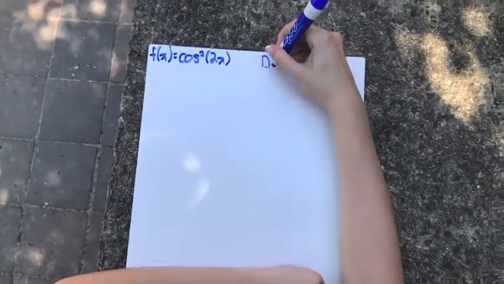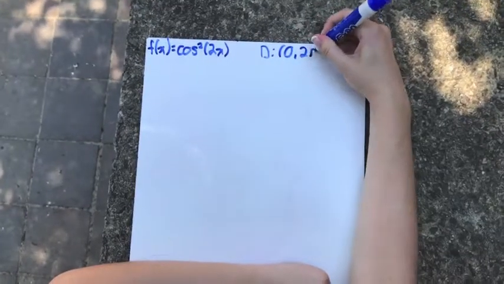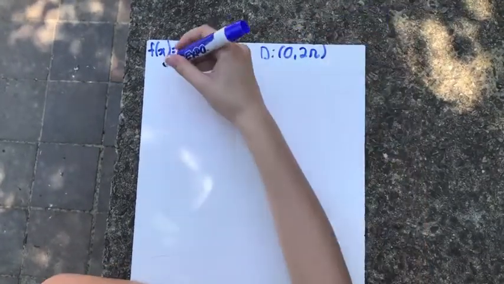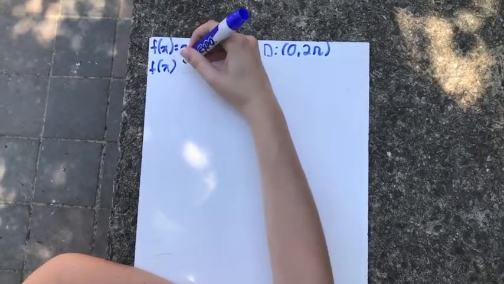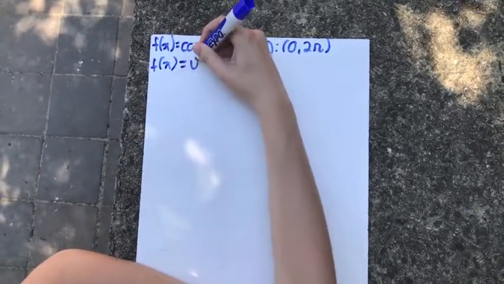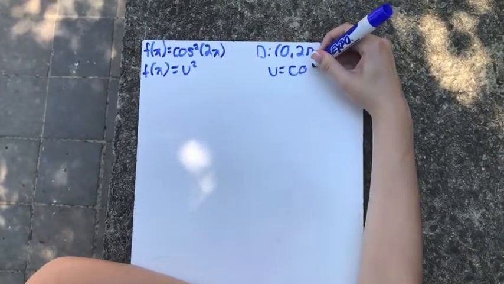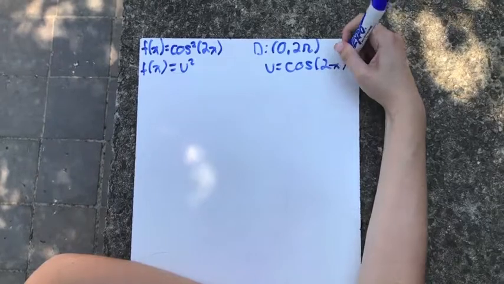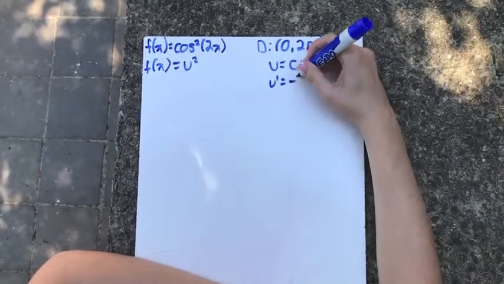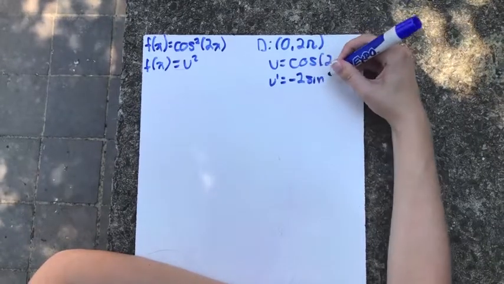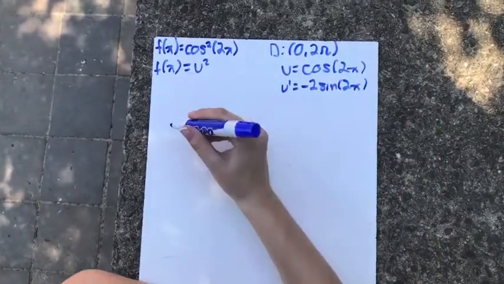Our next function is f of x equals cosine squared of 2x. The first step is to state the domain, and because this is a periodic function, it's going to be 0 to 2 pi. Then we're going to find the first derivative but we're going to use u substitution. So it's going to be f of x equals u squared, and u is going to equal cosine of 2x. Now we're going to find the derivative of this, so u prime is going to equal negative 2 sine of 2x.